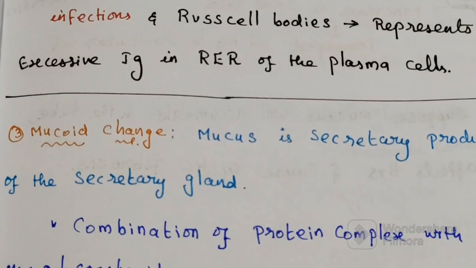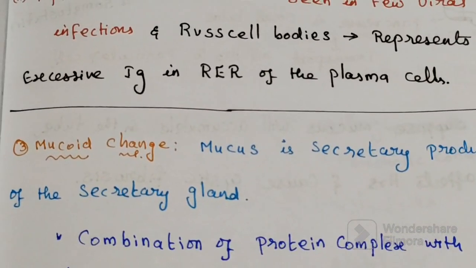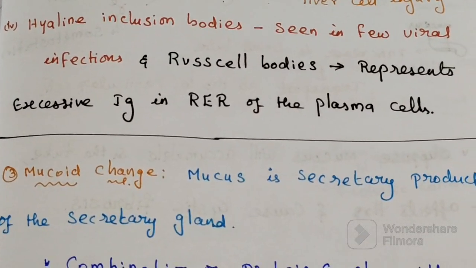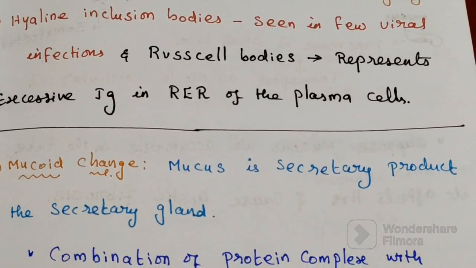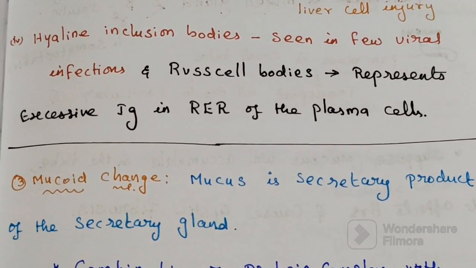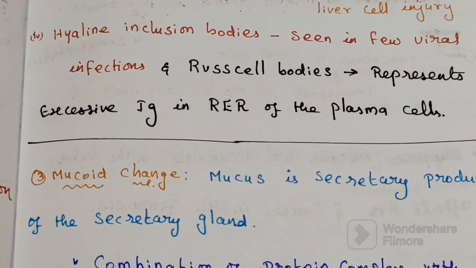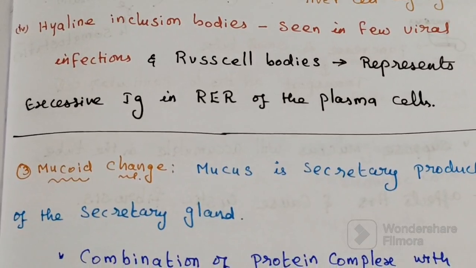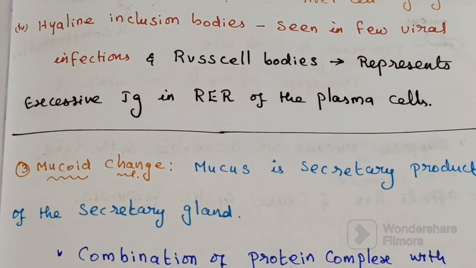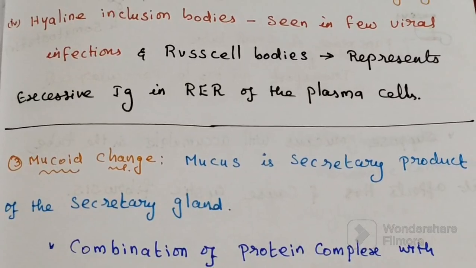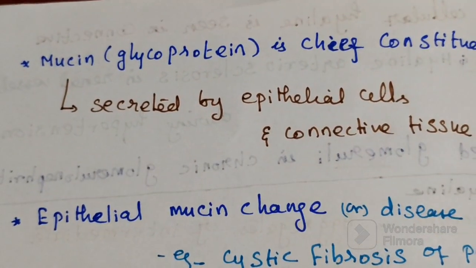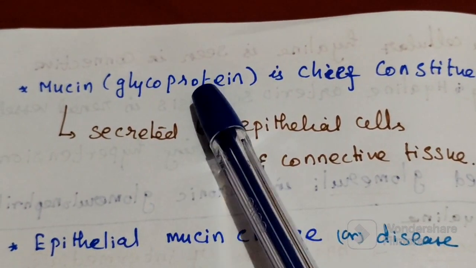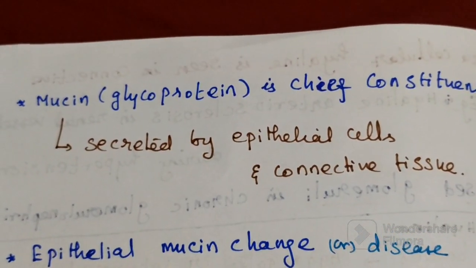After hyaline change, the third event, mucoid change. Mucus is a secretory product of secretory glands. It is a combination of protein complexed with mucopolysaccharide. Mucin, a glycoprotein, is the major component.